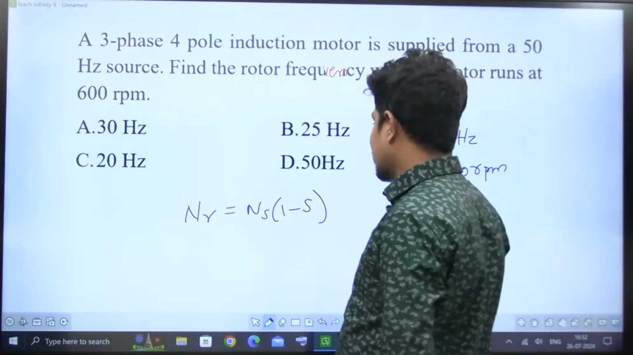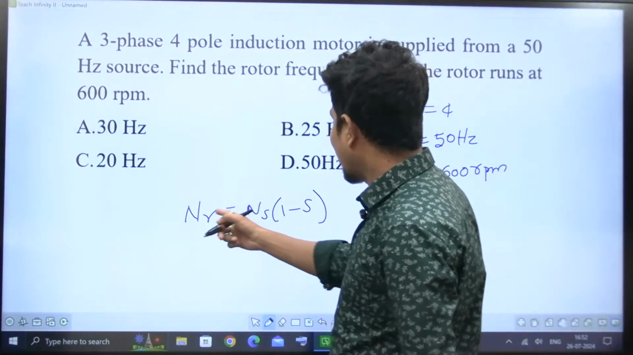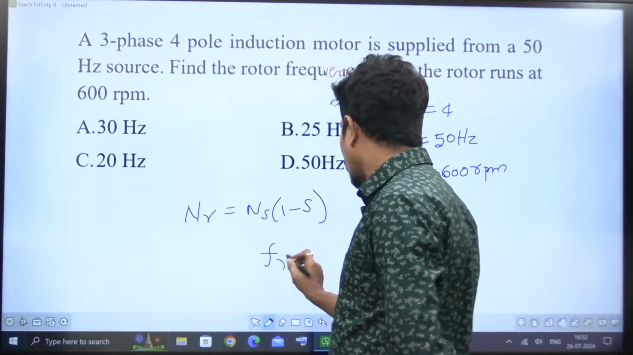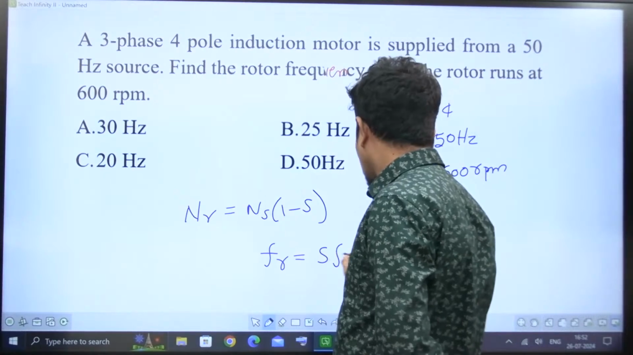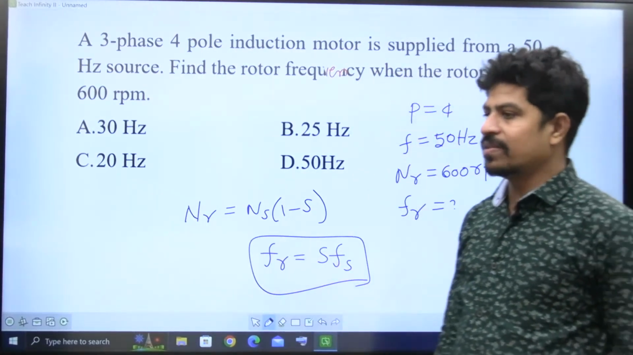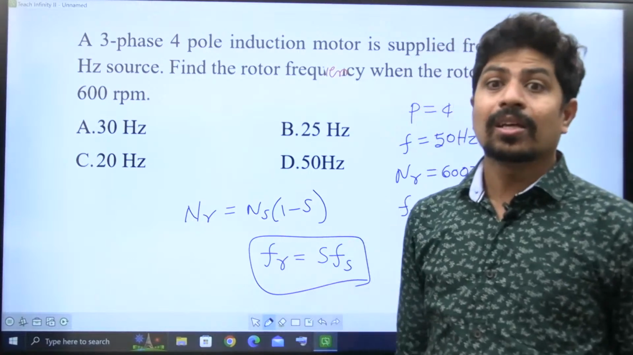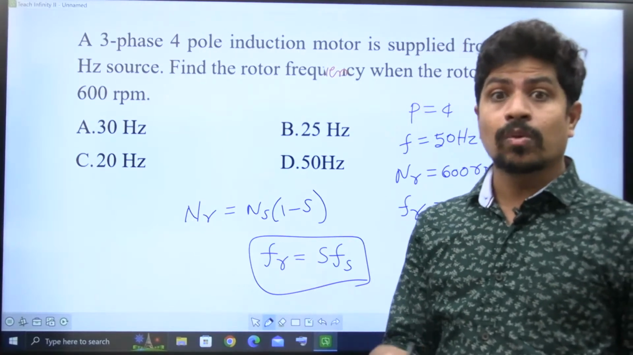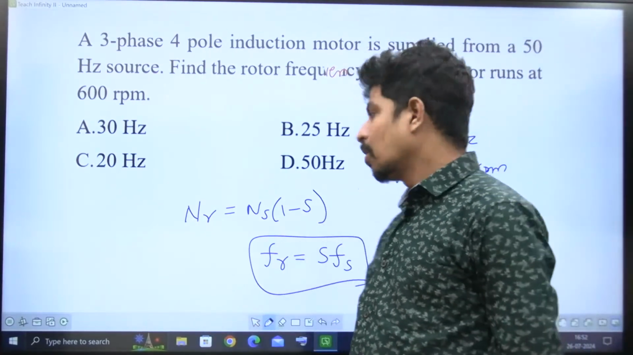Where S is the slip, right? Now given NR and NS, we know that rotor frequency is equal to slip times the synchronous frequency, right? S is not the stator frequency. The stator is not going to rotate. The rotating magnetic field of the stator is rotating with the synchronous speed. What is that synchronous speed?